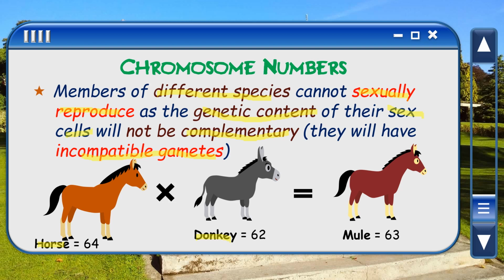Though here we can see that a horse and a donkey can sexually reproduce and give a mule. But a mule is going to be infertile or sterile. It cannot sexually produce another mule. So here it's what we are referring to, that members of different species cannot sexually reproduce, as the genetic content of their sex cells will not be complementary.